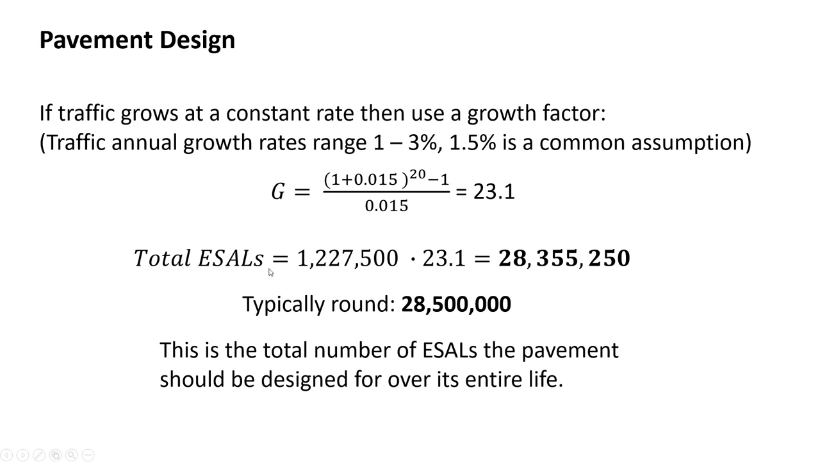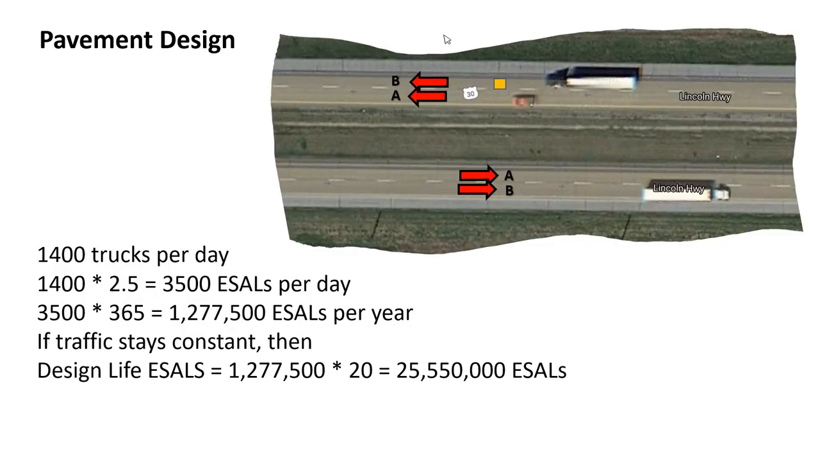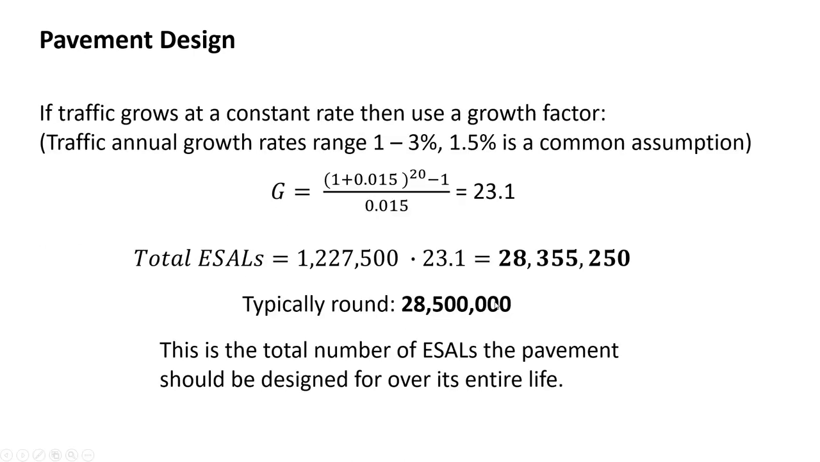So if in that first year our base condition is 1.3 million ESALs in the first year, multiplied by this growth factor, which covers all of the traffic that passes that point and grows each year over the next 20 years, we end up with about 28.4 million. Typically we'd round up to the nearest 500,000, so 28.5 million ESALs. A little bit bigger than what we had before, 25.5. Now we're at 28.5.